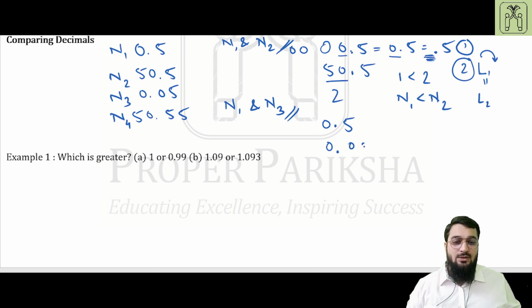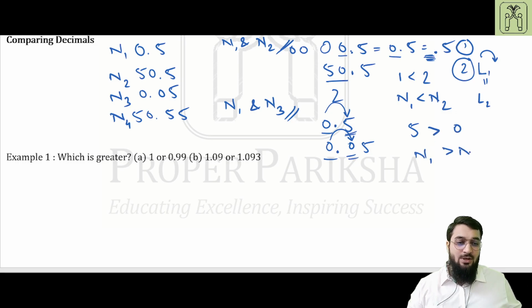So 0.05. Now over here you can see that the number of digits on the left side of the decimal is equal to each other. So what we'll do, we will move on to the right digit, we will move on the next subsequent digit on the right. So we'll move over here, and you will see that here it is 5 and here it is 0, therefore 5 is greater than 0, therefore n1 is greater than n3.